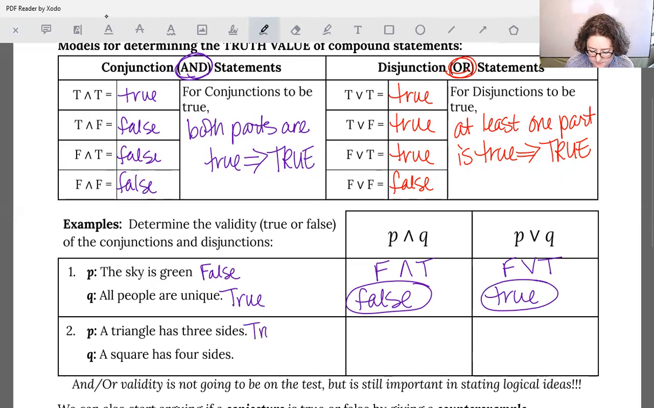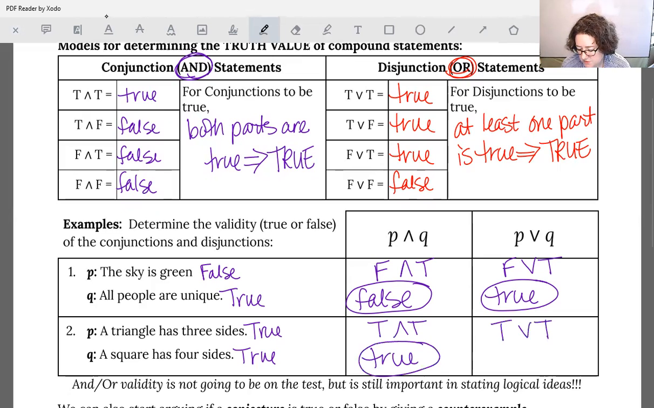So that's true. A square has 4 sides with our definition. So both of these are true statements. So in this case, if both pieces are true, then no matter what, what's going to be the truth value of either our conjunction "and" statement or our disjunction "or" statement? Well, both of them will end up being true. So we have true and true, which again, we could just look up in the chart above. That whole statement's true. We have true or true. Again, at least one piece is true, so the whole statement is true.